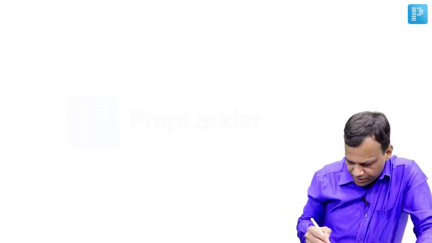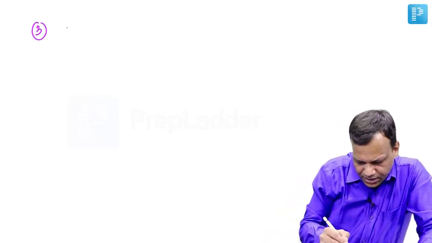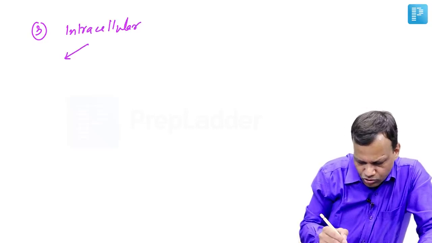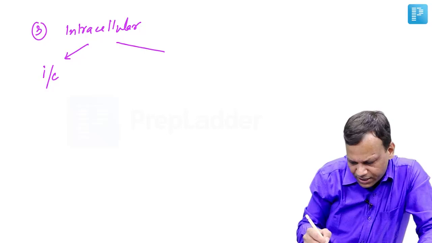Okay. Then the third type of receptors are intracellular receptors. Intracellular means they are inside the cell. So they may be intracytoplasmic, they may be intranuclear.